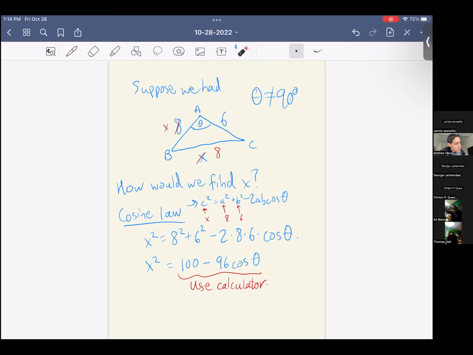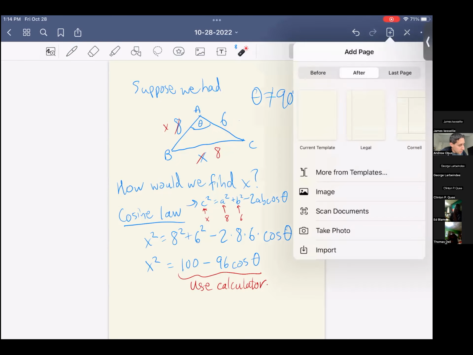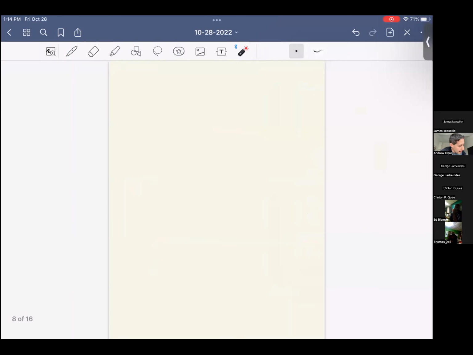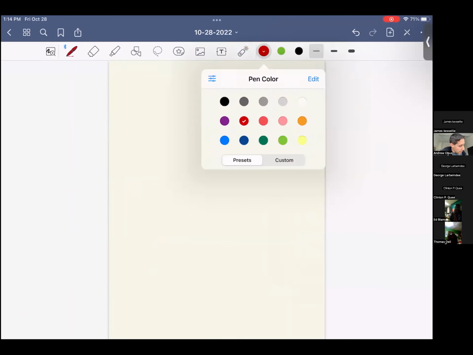If you only know 2 sides of a triangle and another angle in the triangle, but it's not the angle between the 2 sides, then you can't always solve for X. So sometimes there could be 2 different possible values for X. So what happens is, maybe I'll write this on a new page. So let's say that I have a triangle like this.